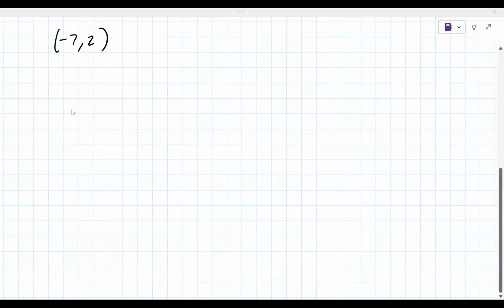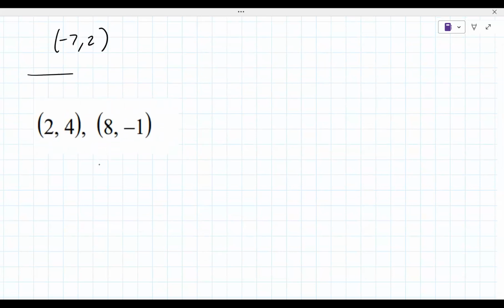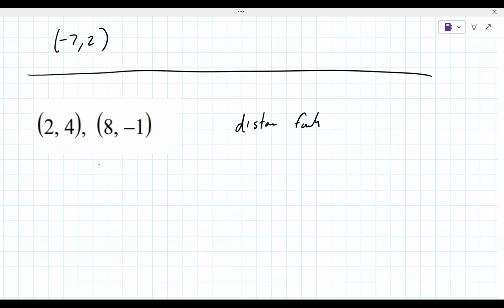Now the distance formula is a little bit more of an issue here because you could have some sign errors. Wait, so this is distance? Yeah, I'd like you to calculate the distance between these 2 points. Okay.